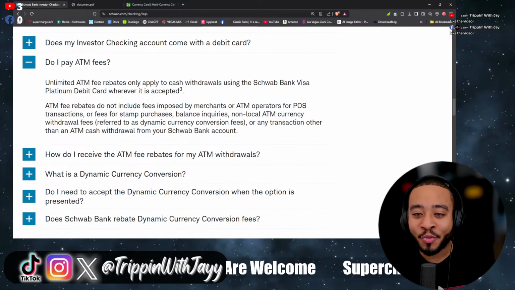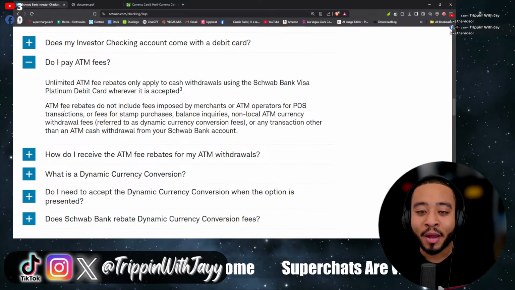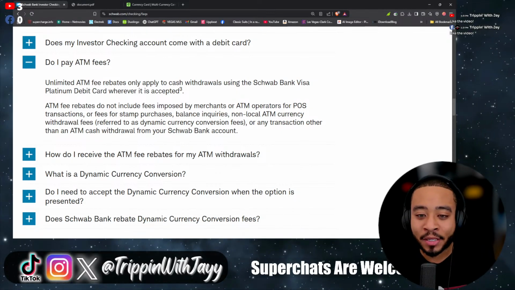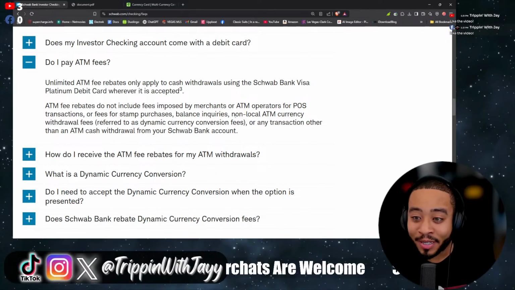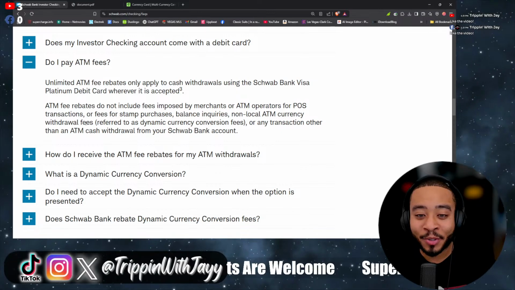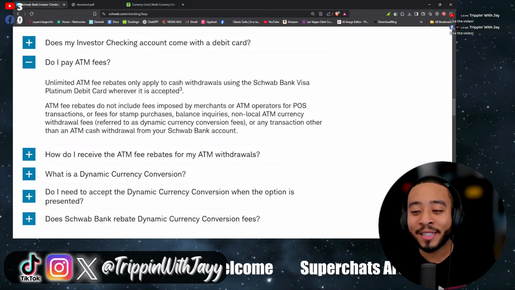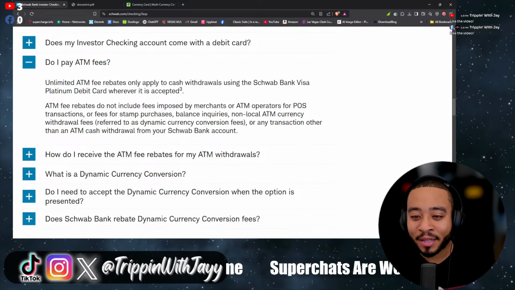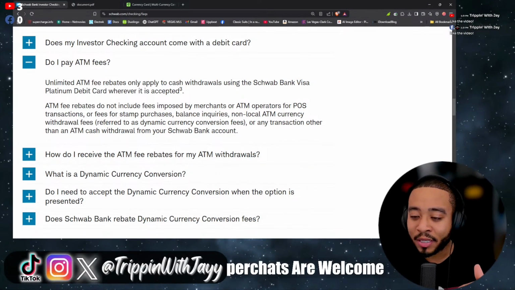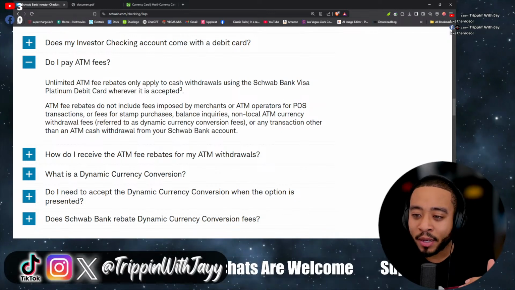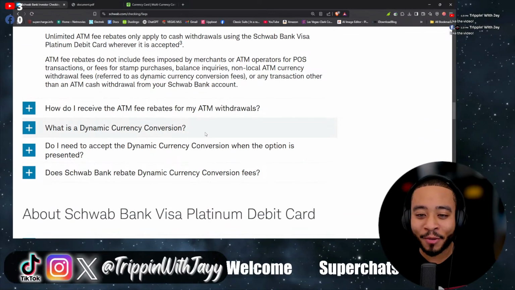ATM fee rebates do not include fees imposed by merchants or ATM operators for point of sale transactions or fees for stamp purchases, balance inquiries, non-local ATM currency withdrawal fees. What the hell is that? Referred to as dynamic currency conversion fees. Okay, that's what that is. That's actually a couple questions down, so we'll go over that too before the live stream ends. Or any transaction other than an ATM cash withdrawal from your Schwab bank account.